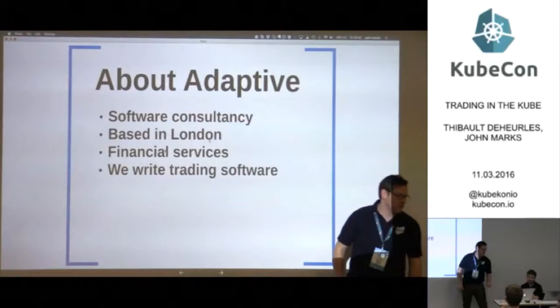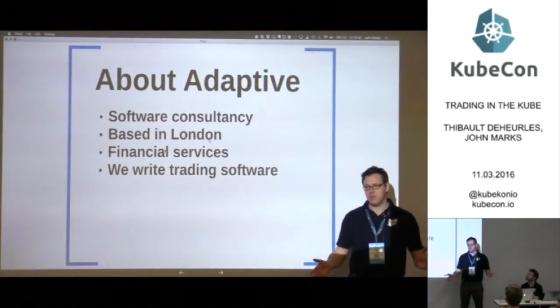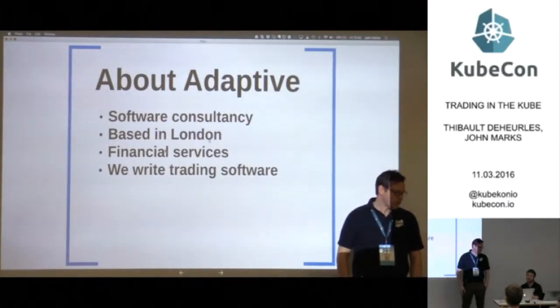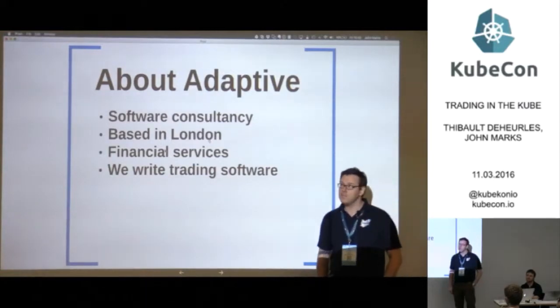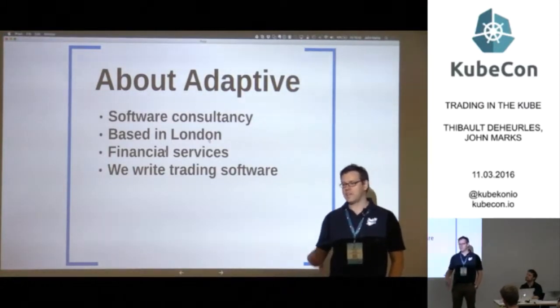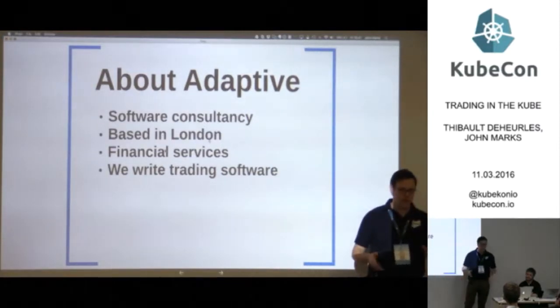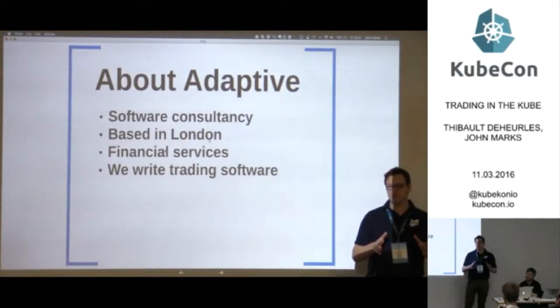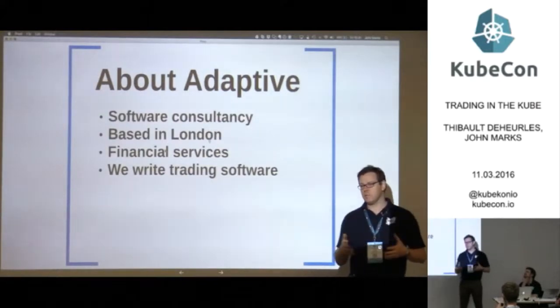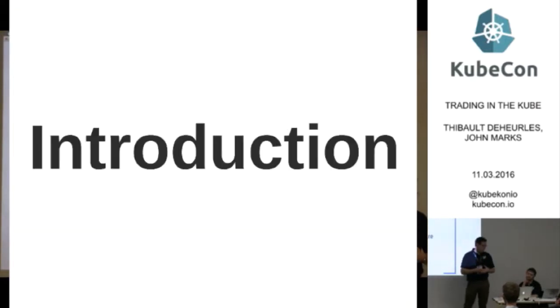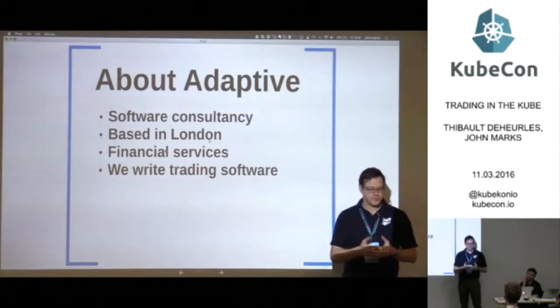So a little bit about Adaptive. We're a software consultancy based in London. We're about 35 or 36 people at the moment, but I have to count every day because we're growing quite rapidly. We work mainly in financial services, so particularly for investment banks, hedge funds, and so on. And we write trading software.